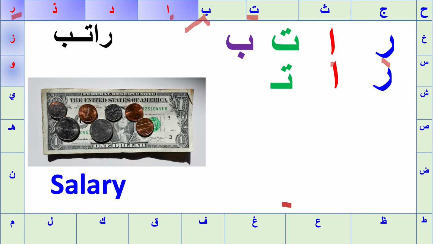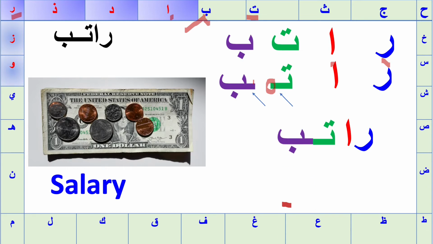The ta is made in this shape so that it is extending a little bit here so that it can connect with the following letter al-ba. So the ba can connect with the ta with this little extension to the right hand side. When the word is written, we get the following shape: ratib, which is the word for salary.